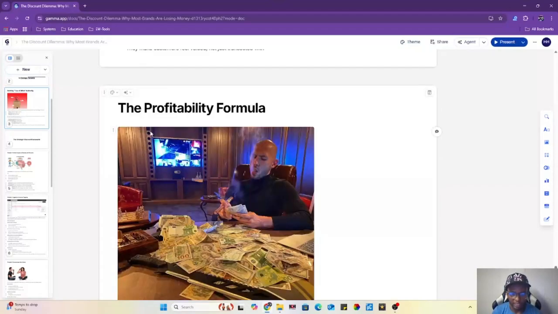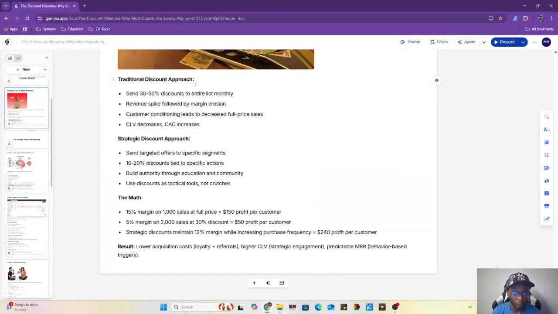The profitability formula. Traditional discount approach: send 30 to 50% discount to the entire list monthly. Revenue spike followed by margin erosion. Customer conditioning leads to decreased full price sales. CLV, customer lifetime value, decreases. CAC, customer acquisition cost, increases.